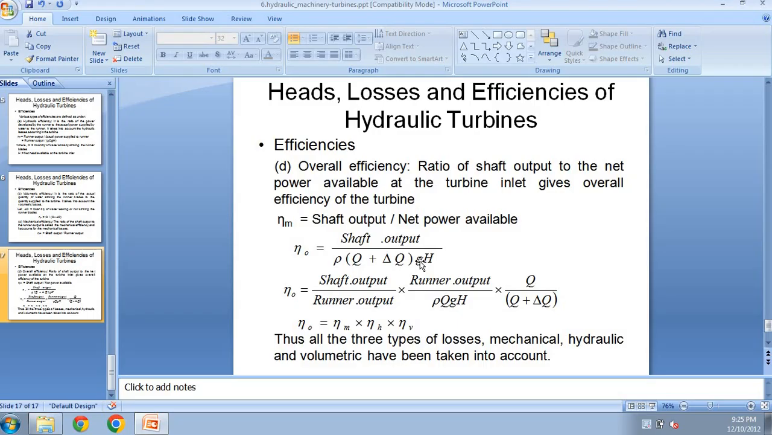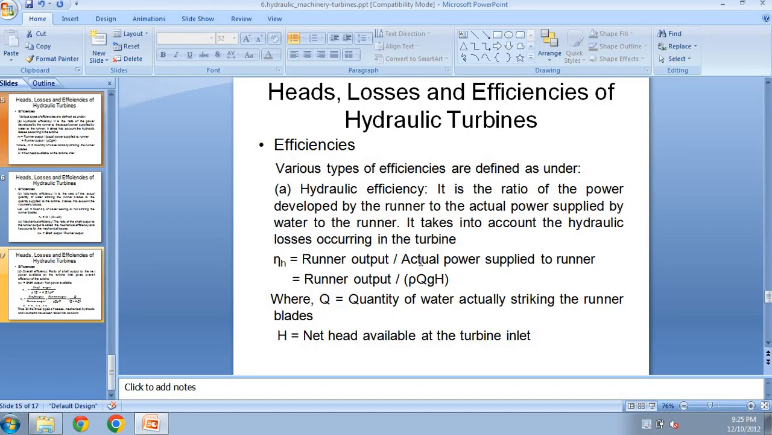So these efficiencies consider those particular losses, and if you consider these losses at the different stages, we can give them different names such as overall efficiency and hydraulic efficiency. Different names are given for those particular stages.